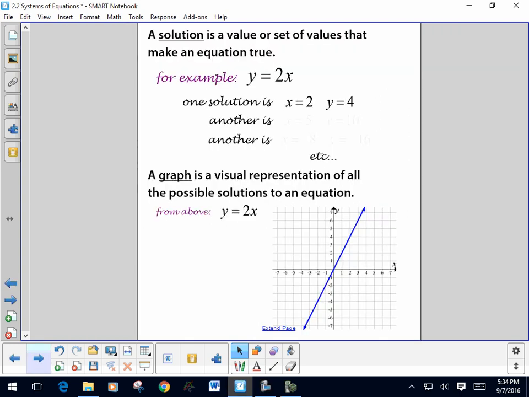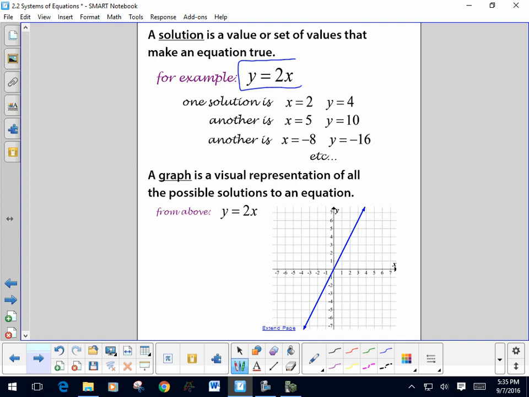So the first thing I just want to talk about is that a solution is just a value or a set of values that makes an equation true. So if we have the equation y equals 2x, there are many solutions that make that true. One solution would be if x is 2, then y is 4. That's true for this equation. Another solution is if x is 5, y is 10. Another solution, if x is -8, y is -16. There's lots and lots of combinations of x and y that make this equation y equals 2x true.